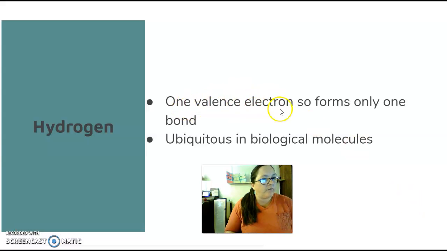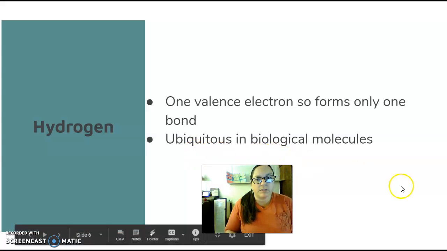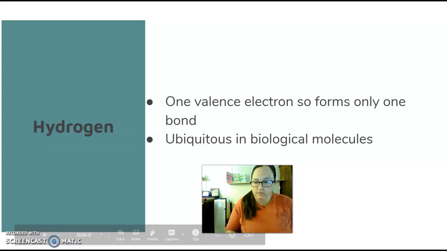Alright, next. Hydrogen. Hydrogen has 1 valence electron, and hydrogen is pretty special if you remember that from the periodic table, so it can form only 1 bond. It's ubiquitous in biological molecules, which means you can find it almost everywhere. Alright, so hydrogen is so ubiquitous, or common, it's not drawn in for a structure.